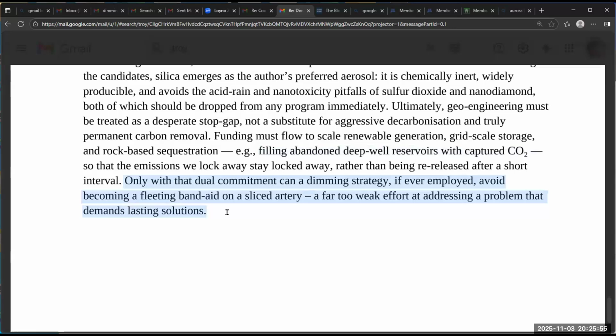if ever employed, avoid becoming a fleeting Band-Aid on a sliced artery, a far too weak effort at addressing a problem that demands lasting solutions. Okay, and thank you. With that, I yield the floor.